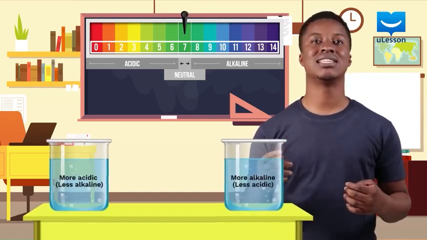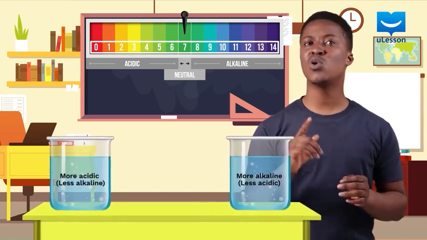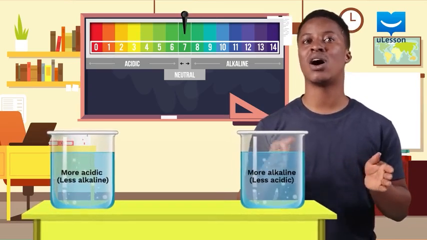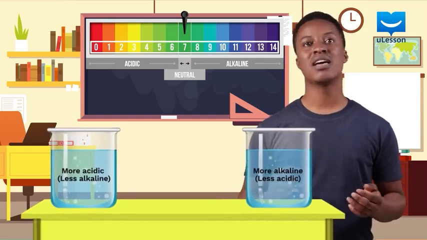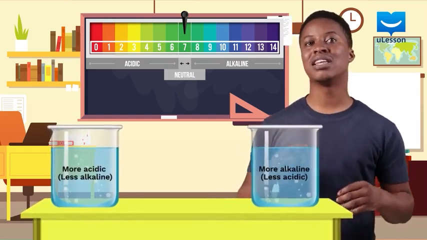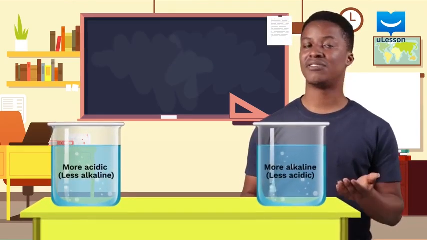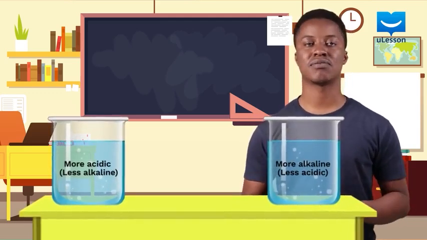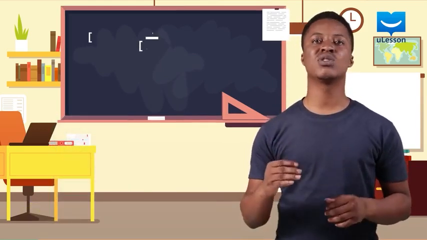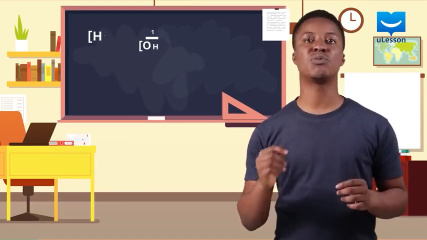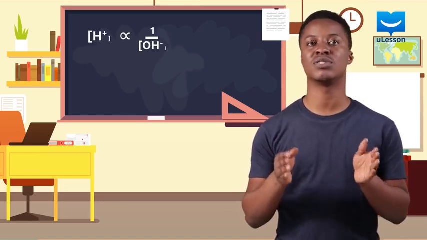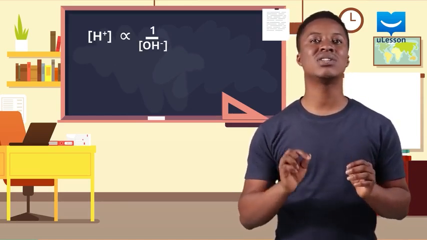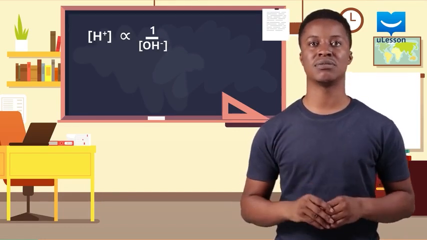Also, we learned earlier that the pH value of a solution does not only tell us how acidic the solution is, it also tells us how basic or alkaline it is. In fact, the more acidic a solution is, the less alkaline it is. Conversely, the less acidic a solution is, the more alkaline it is. This means that the hydrogen ion concentration of a solution is inversely proportional to the hydroxide ion concentration of the solution. If we remove the proportionality sign and add a constant 10 raised to the power minus 14, we have this equation.